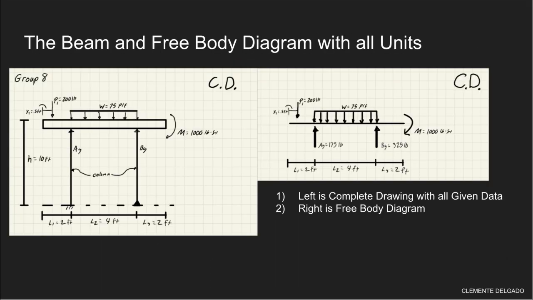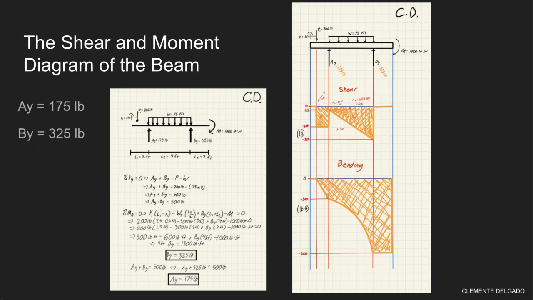On the left, we have displayed our beam with all the given values, and on the right, we have the free body diagram of our beam. Based on our calculations, we have determined that AY is 175 pounds and BY is 325 pounds. On the right, you will see our completed shear and moment diagram with an absolute shear of 325 pounds and an absolute moment of 1,000 pounds per foot.